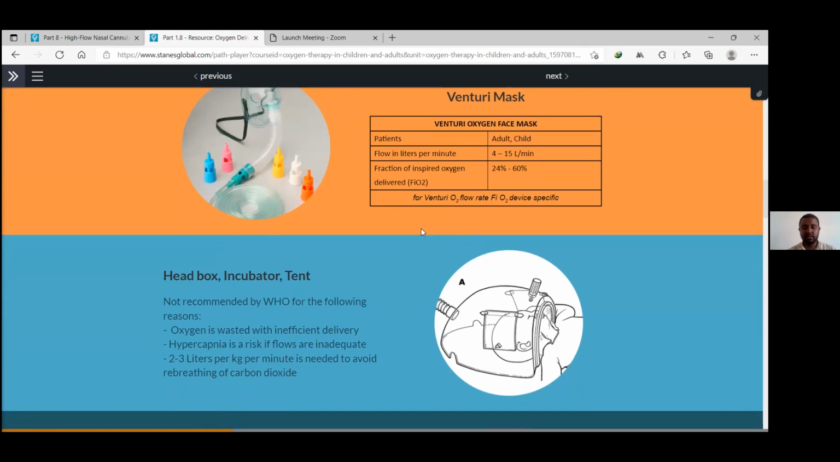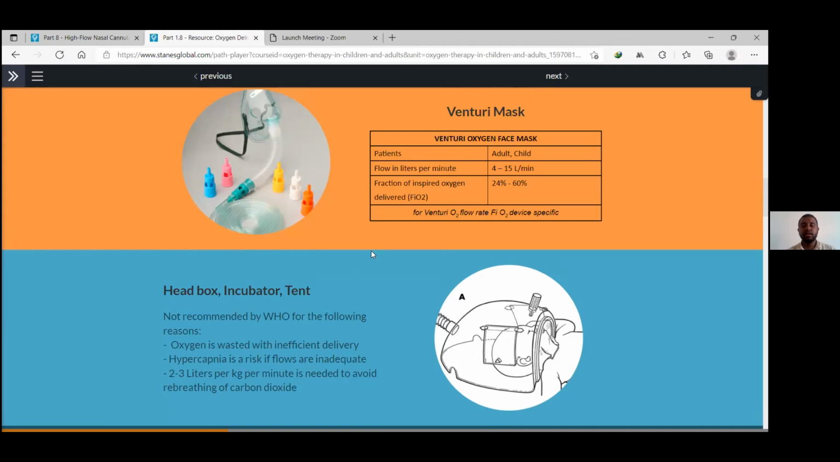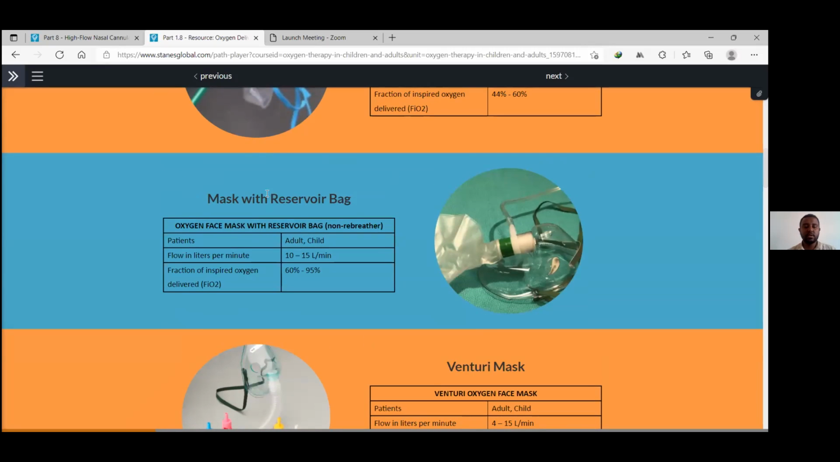Then last we have the head box, the incubator or the tent, although not recommended by the WHO, since it has wastage of oxygen and hypercapnia is a risk, and also 2 to 3 liters per kg of flow is needed, so as to avoid this rebreathing of carbon dioxide. This is all going to lead to a wastage of a high amount of oxygen. So depending on our choices, the highest FiO2 can be delivered with mask with a reservoir bag.